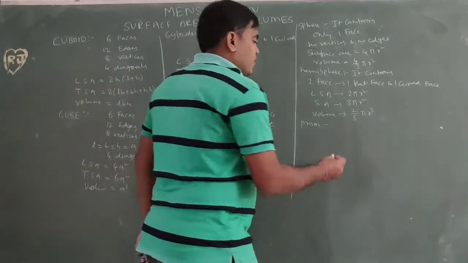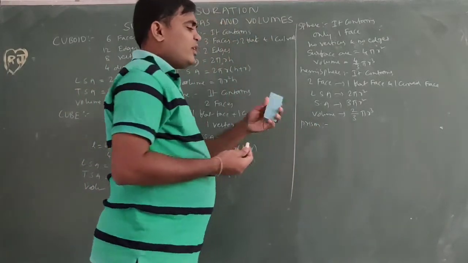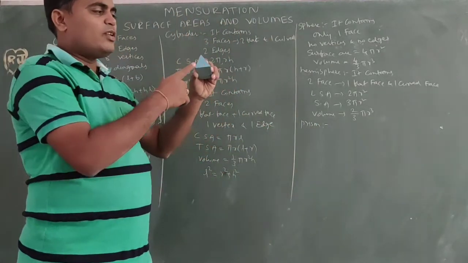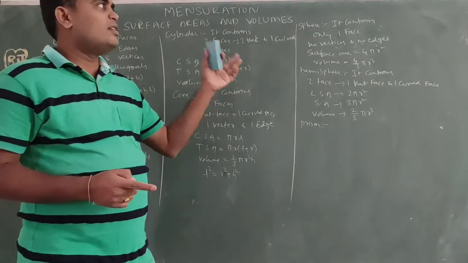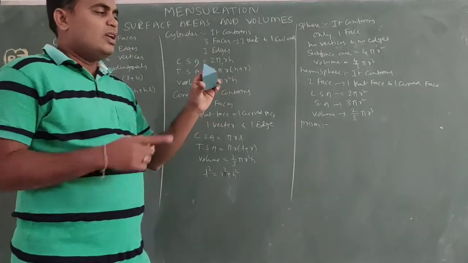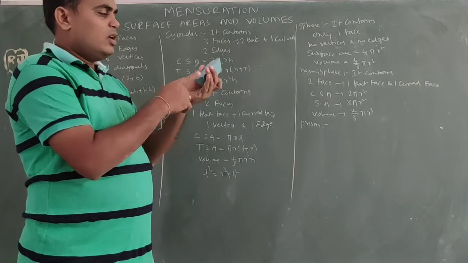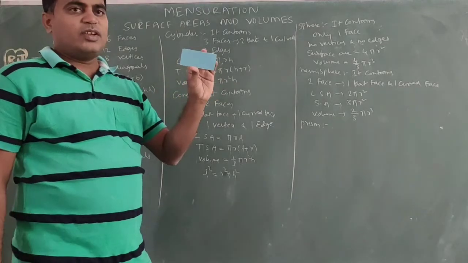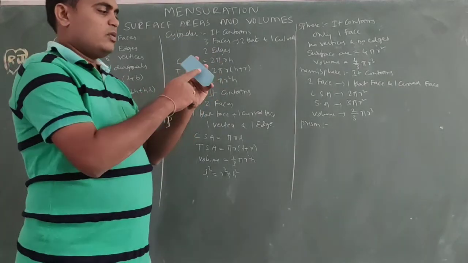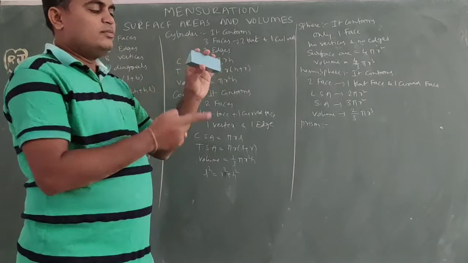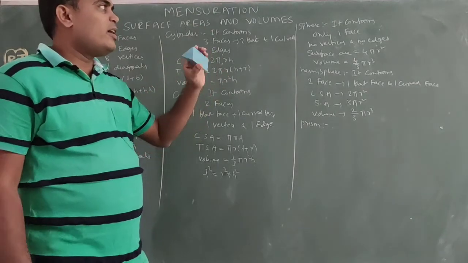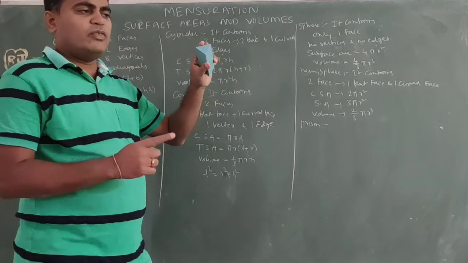So for a prism, we can't decide the faces, edges and vertices in general. Based upon the base, the number of edges and number of vertices will be decided. If it is a triangular prism, 1, 2, 3, 4, 5 faces. That's why I don't want to discuss faces.